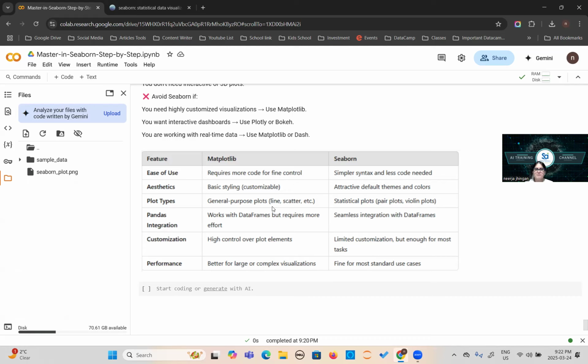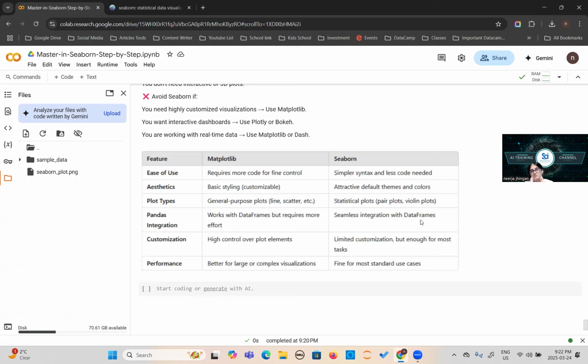It is general purpose, with plot types like line or scatter. Seaborn contains a violin plot, pair plot. It also contains one more plot, right? I have shown you the many graphs. So this is a difference. Matplotlib works but requires more effort. Seaborn has seamless integration with data frames, as you have seen. You only need to pass the data frame. x equals feature name, y equals feature name, what you want to show on the x-axis, y-axis, that's it. You don't need to work more with the data frames, but in Matplotlib you have to.